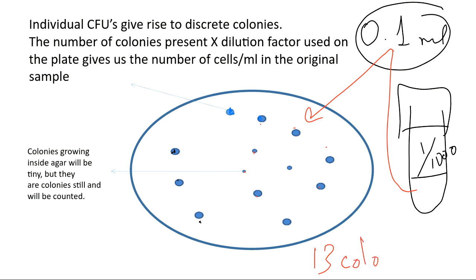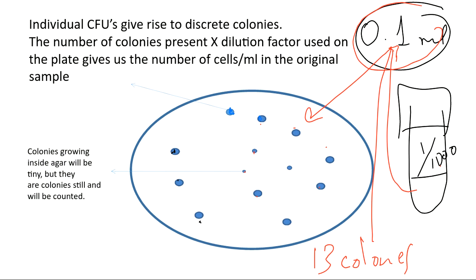What this tells you is this 0.1 mil had 13 colonies in it. So now we know how many colonies are in a tenth of a 1 to 1,000 dilution. Now all we need to do is work our way backwards and mathematically calculate, multiplying by dilution factors, and figure out how many bacteria per mil were in the original culture. So that's essentially what we're doing with these exercises.